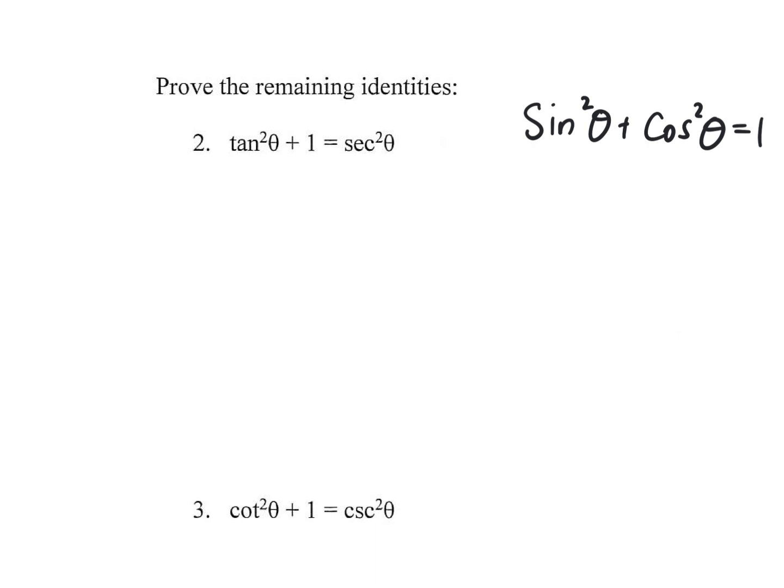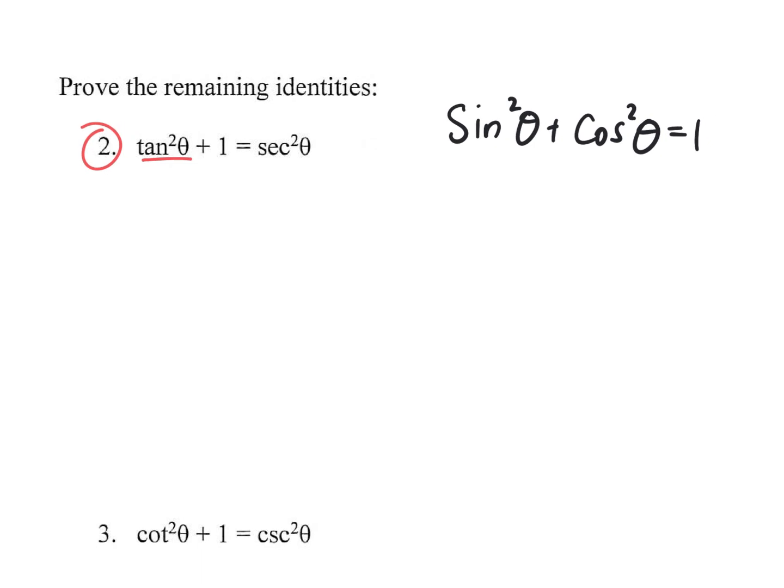So if I want to create this second identity where I have tangent squared plus 1 equals secant squared, I can start with our first Pythagorean identity, that's sine squared plus cosine squared equals 1. And what I want to do is divide all three expressions by cosine squared theta.